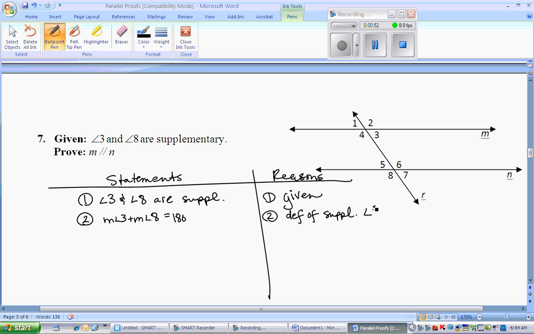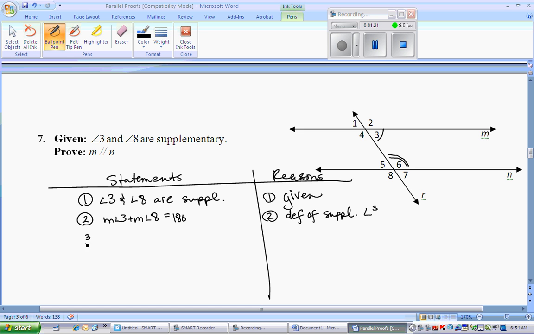Can you guys give me an example of a set of consecutive interior angles? Either 3 and 6, or maybe 4 and 5. So if you can show me that 3 and 6 add up to 180, or 4 and 5 add up to 180, then I can say that the lines are parallel. Well, I already have 3 and 8, so maybe I can say 3 and 6, replace 6 with 8. Looks like they're vertical angles, so we're going to be able to do that.